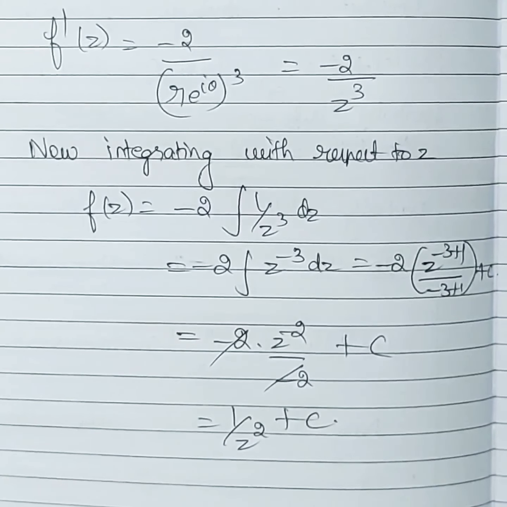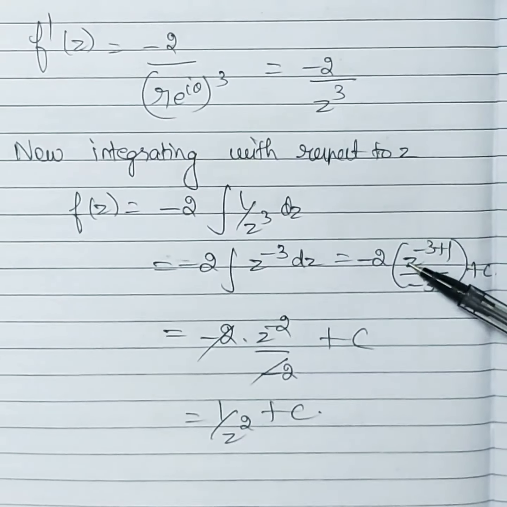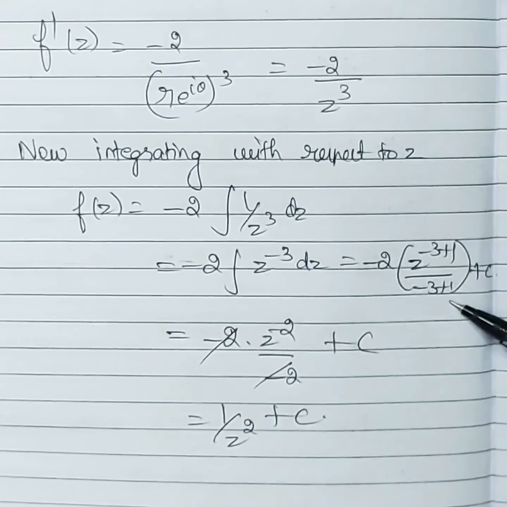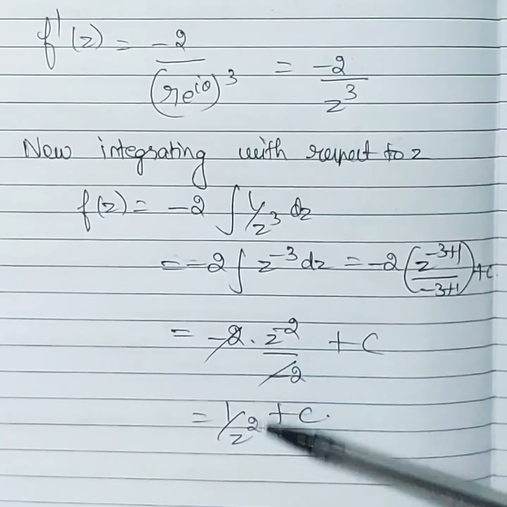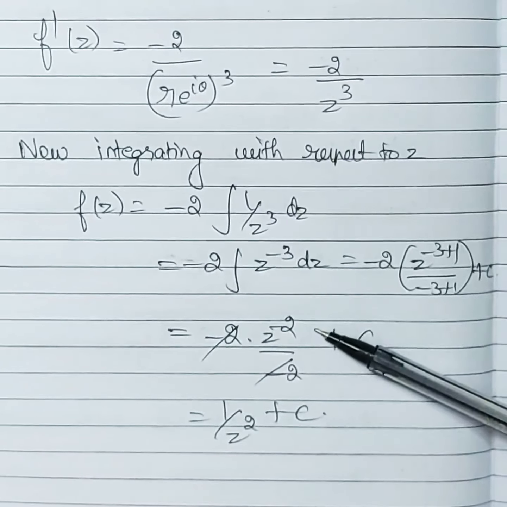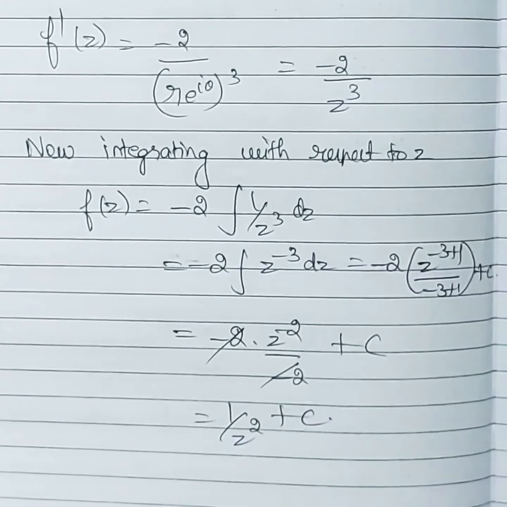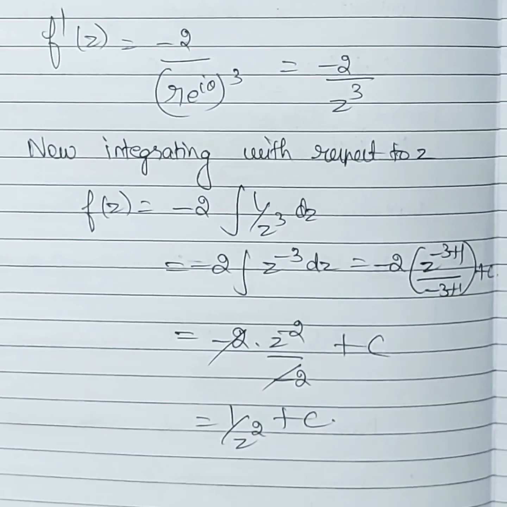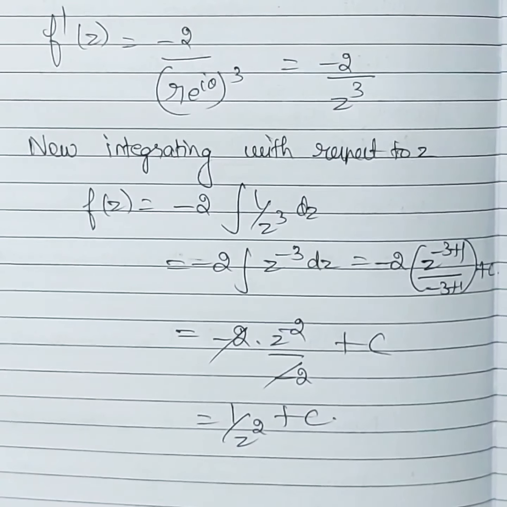Now we are going to integrate with respect to z. This is easy. 1 by z cube is nothing but z power minus 3. If you integrate z power minus 3, we get z power minus 3 plus 1 by minus 3 plus 1. So this is z power minus 2 by minus 2, and this and this will get cancelled. We get only z power minus 2. If I push it to the denominator, 1 by z square plus c. This is the solution. This is not Milne Thompson, we have just used the analytic concept, that's it.